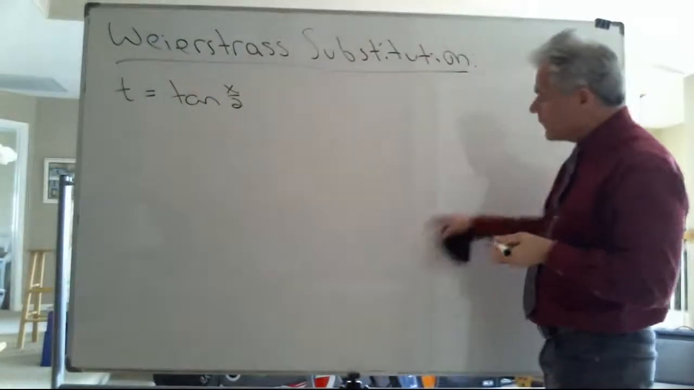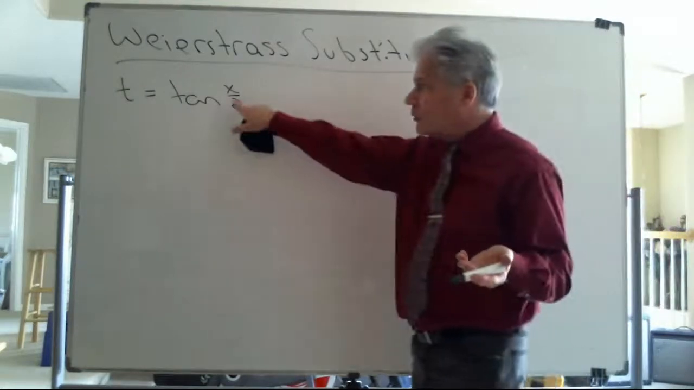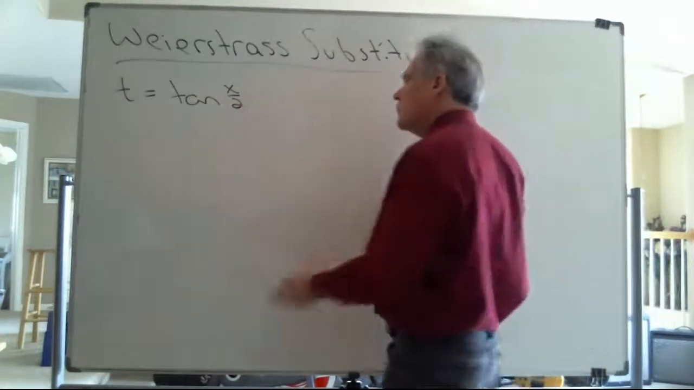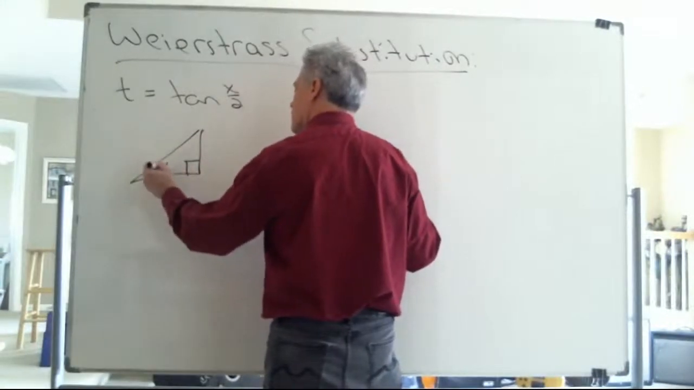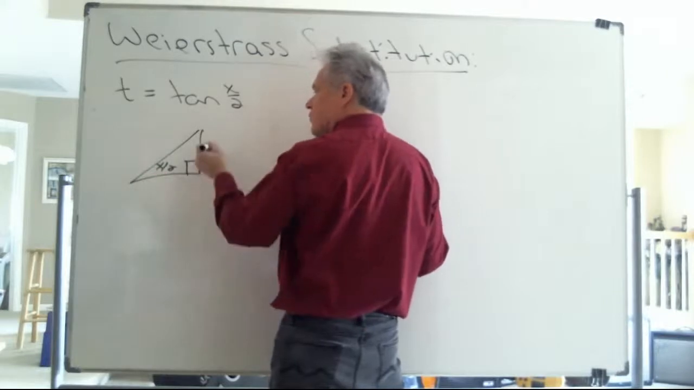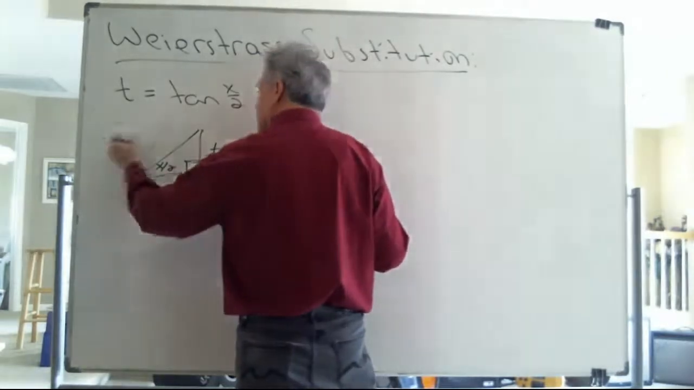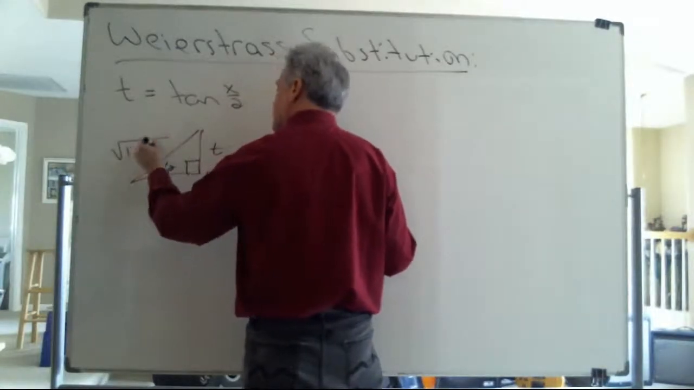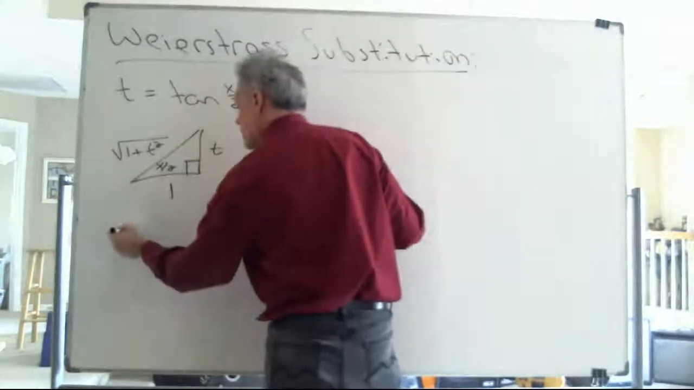But I need to replace sine of x and the cosine of x with something. So let's see what a pretty picture says about this relationship. To say its tangent is t means the ratio of this length to this length is t. That leaves me with this for the length of the hypotenuse. So would you agree?